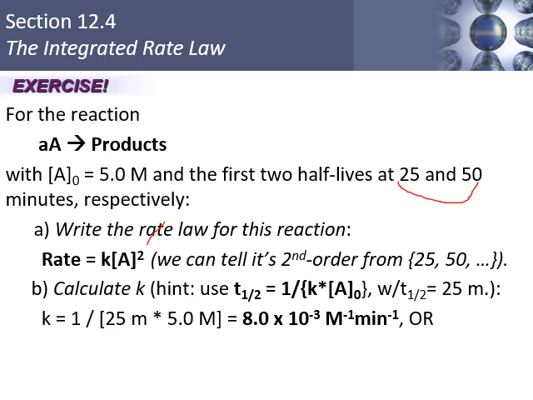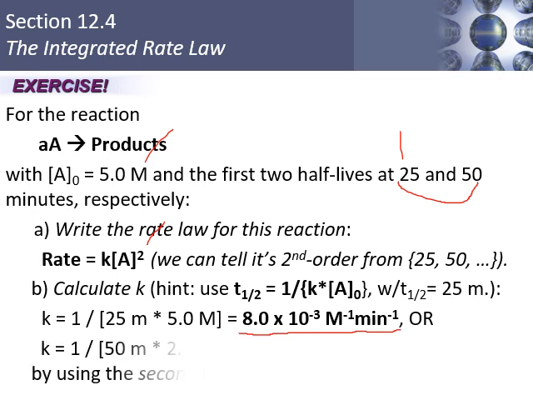So either way you do it, and the way that I did it here was I used the first half-life with the original A naught. So that's 5, I'm sorry, that's 5. And I got that it is 8 times 10 to the minus third, and that's liters per mole times minutes, which we haven't talked about the units yet.